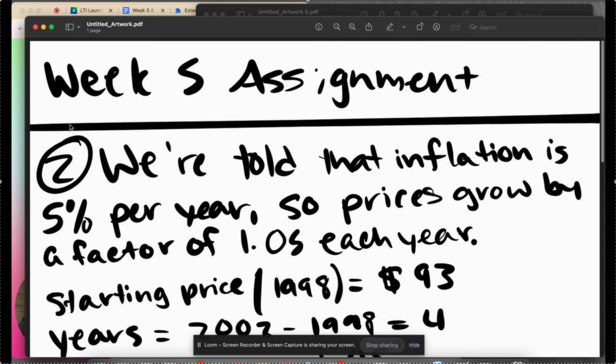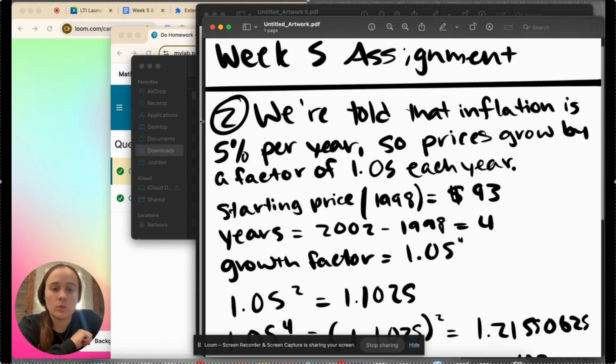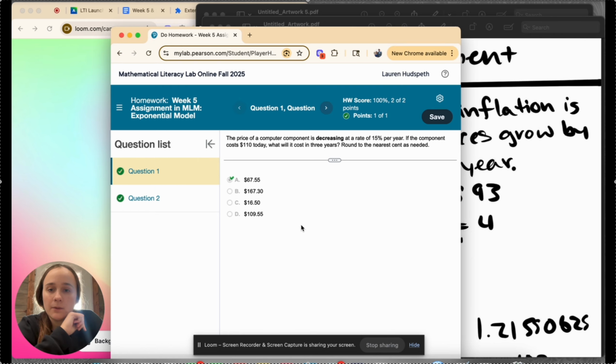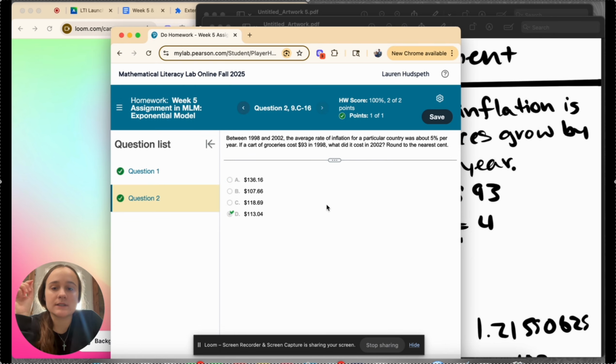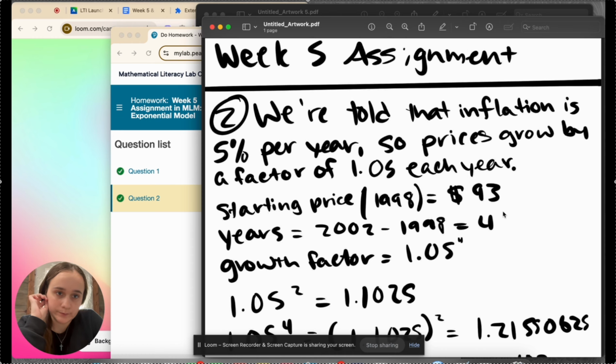And then number 2 was, sorry, let me pull that back up. Number 2 was: between 1998 and 2002, the average rate of inflation for a particular country was about 5% per year. If a cart of groceries cost $93 in 1998, what is the cost in 2002?